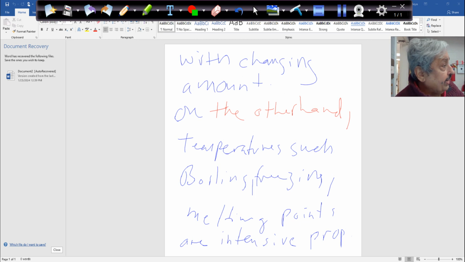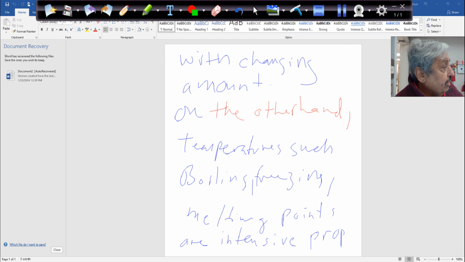Density is a ratio between mass and volume. As you will see, in chemistry and physics, we are using ratios all the time. The ratio, density is a ratio between mass and volume, correct? And it's sensitive to temperature and pressure conditions.